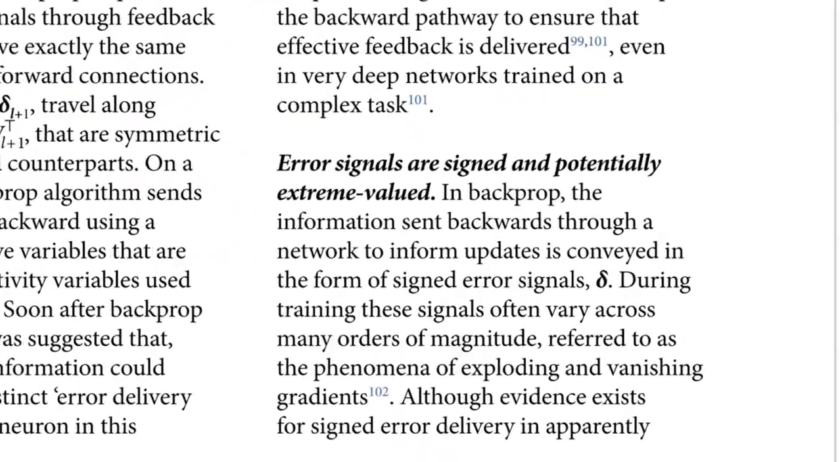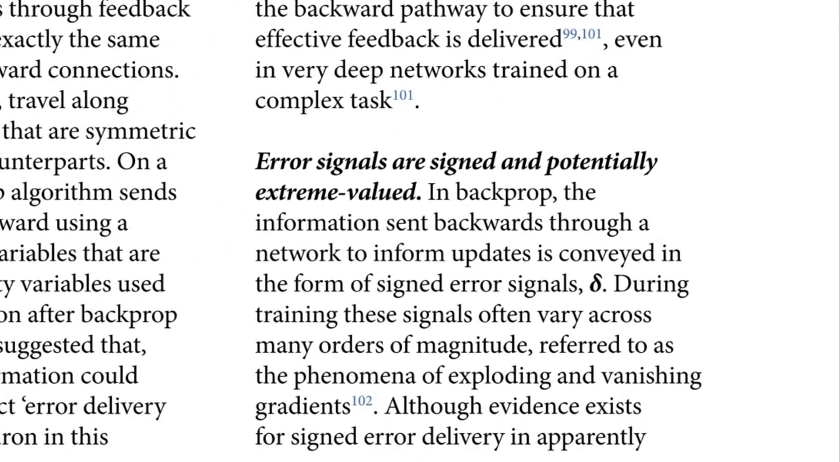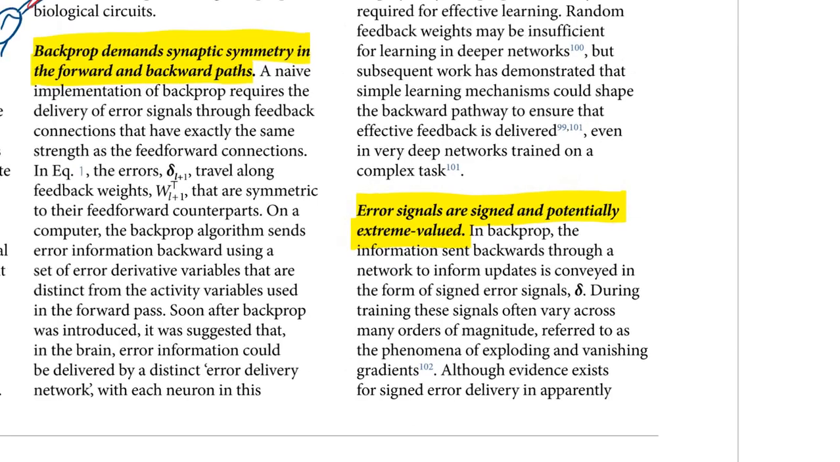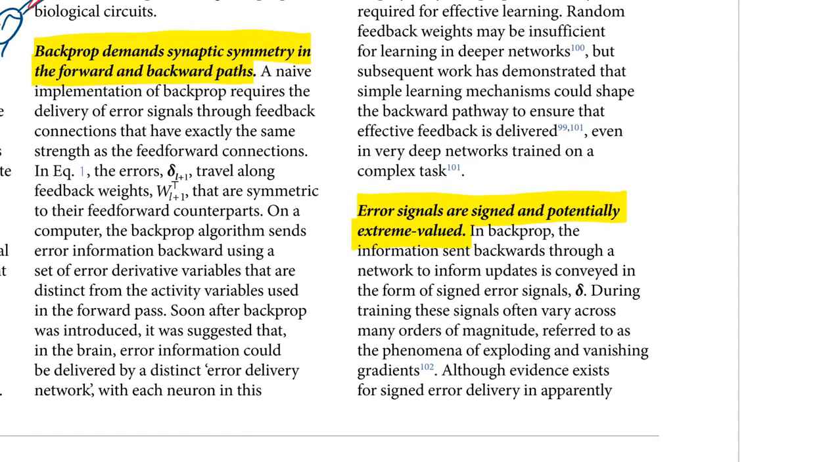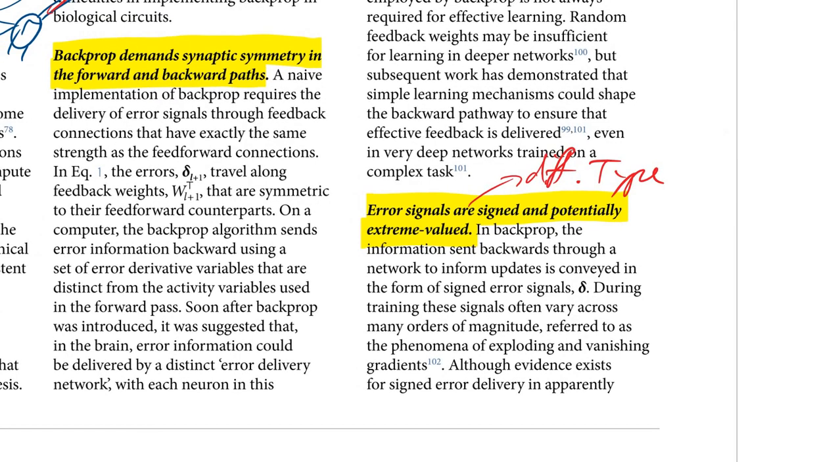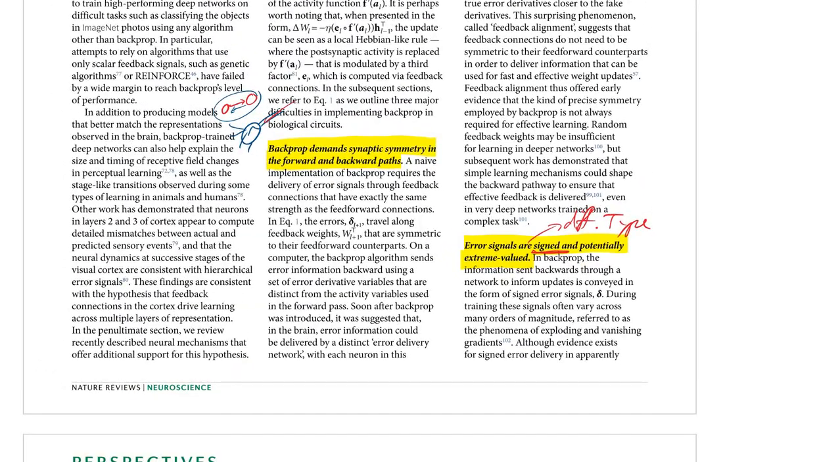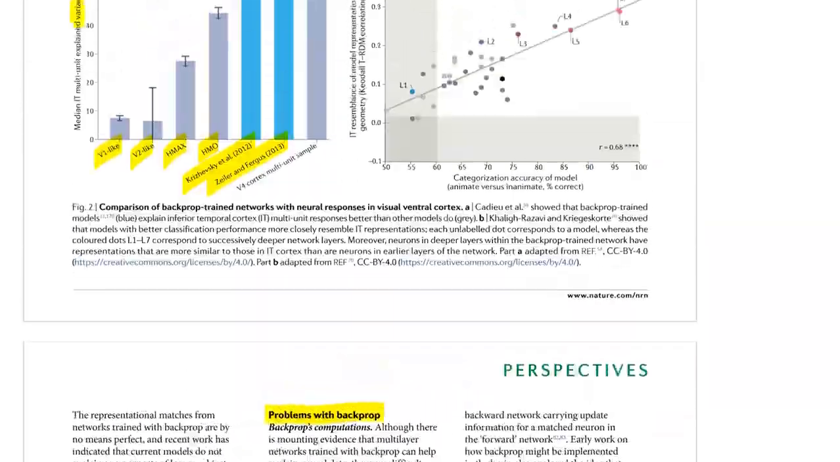And then the second reason here is error signals are signed and potentially extreme valued. And I want to add to that, they also talk about this somewhere, that error signals are of a different type, right? That's a different type. So first, let's see what signed means. Error signals are signed. Yes, we need to be able to adjust neurons in specific directions, right?